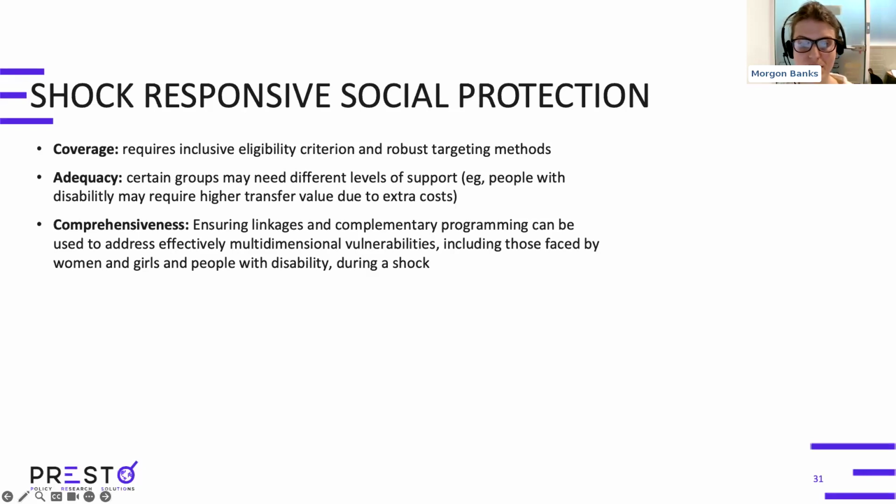And it's also to ensure they are comprehensive. Shocks can disrupt a wide array of systems, and these systems may be needed more by certain groups. For example, health systems that are disrupted during a crisis, such as we saw during COVID-19, can have particular impacts on, say, people with disabilities who tend to have a higher need for health care. Next slide.